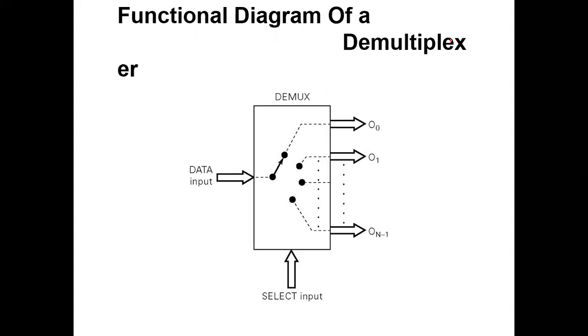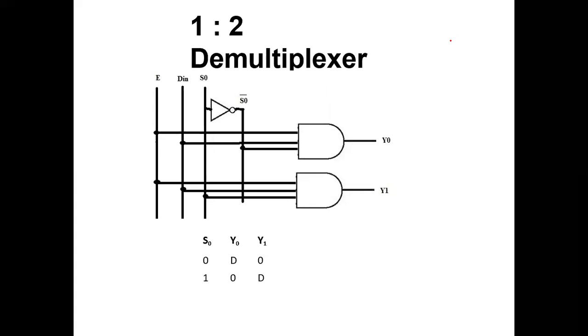In a multiplexer, the select line is used to choose which input I have to select. Here, we choose which output to select, and we design it like that. That is a 1:2 demultiplexer. The 1:2 demultiplexer has an enable pin, a D input and a select line, so one select line and two outputs. If S is equal to 0, the input is connected to the output Y0. When S is equal to 1, the data input is connected to the output Y1.